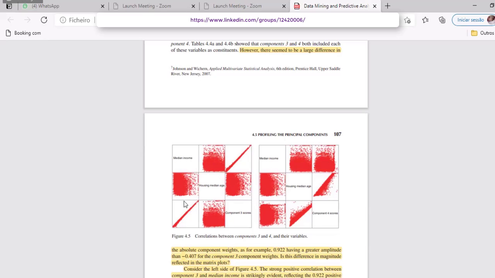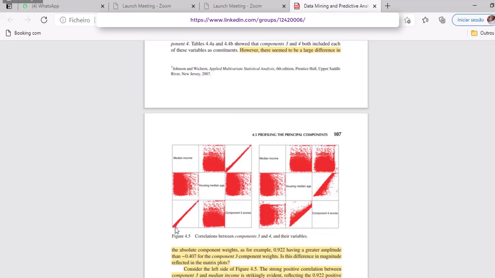Yeah, correct. Okay, so you can see that median income and the component number 3 are almost overlapped. So it means that the main effect in component number 3, and directly proportional, is median income. But when you see the relationship between the component number 3 and house median age, it has no sense of correlation, visually talking.